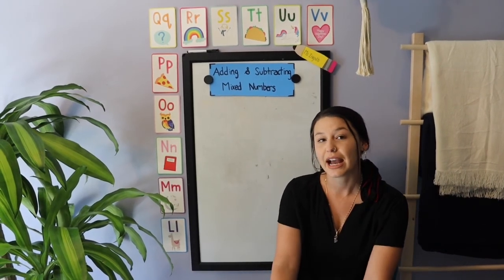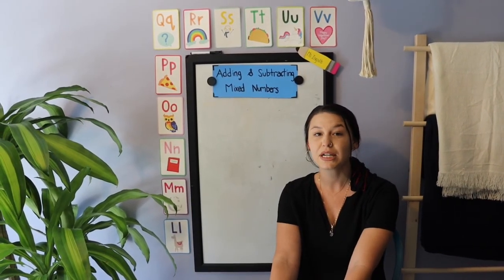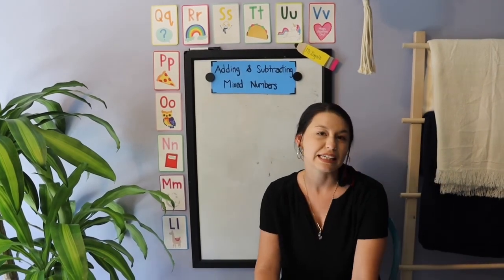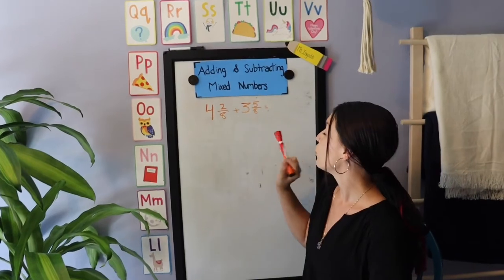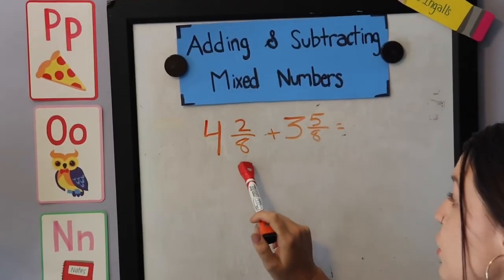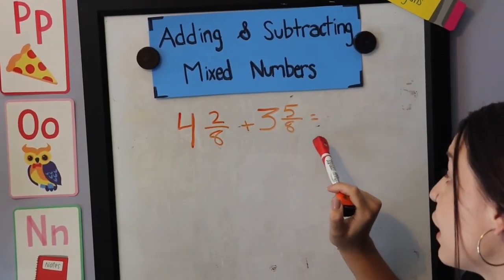Today we're going to be doing adding and subtracting mixed numbers. So grab a pen and pencil and let's get started. So we're going to start with addition. So first problem is we're going to do 4 2/8 plus 3 5/8.